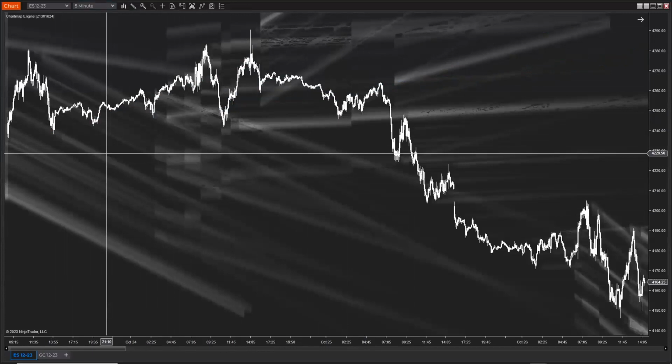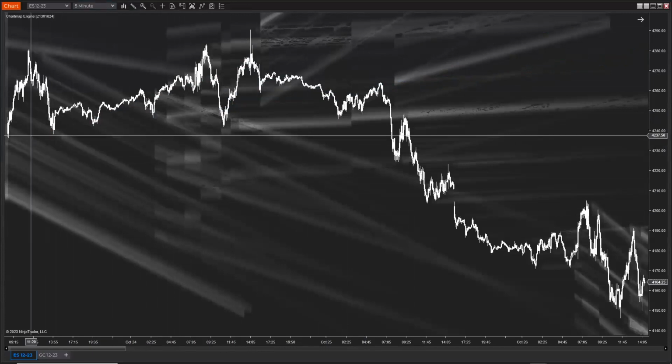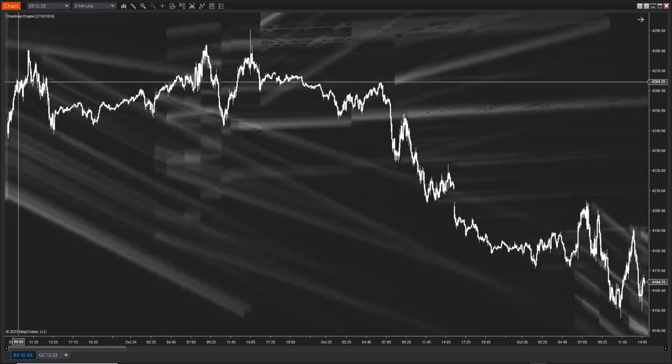Okay, so let's just go through it. Starting at the left side of the chart, we come up and hit the first area, right?